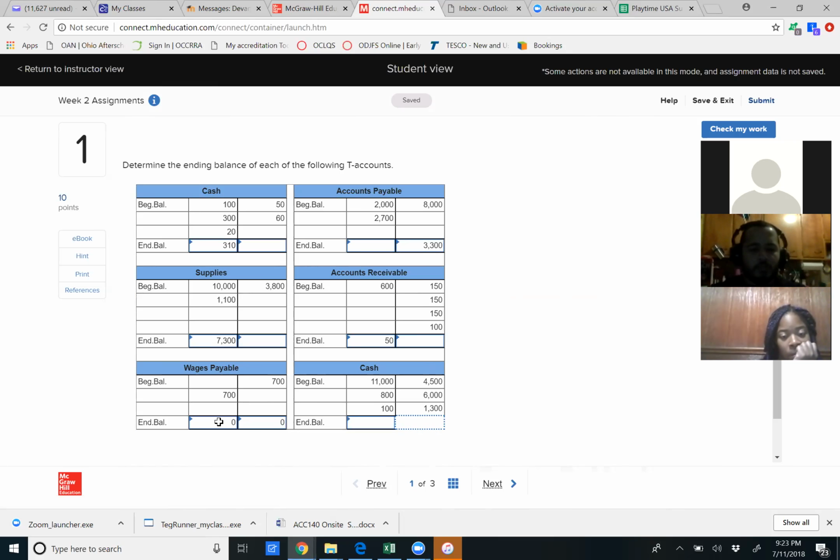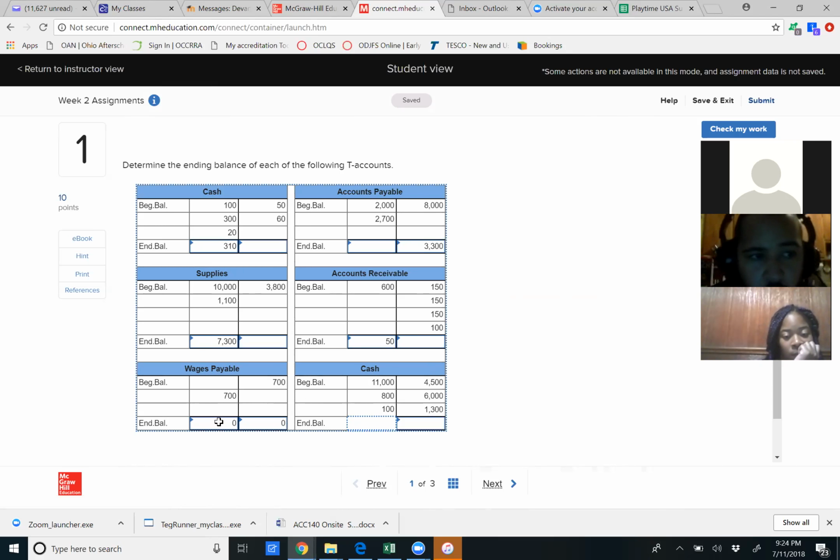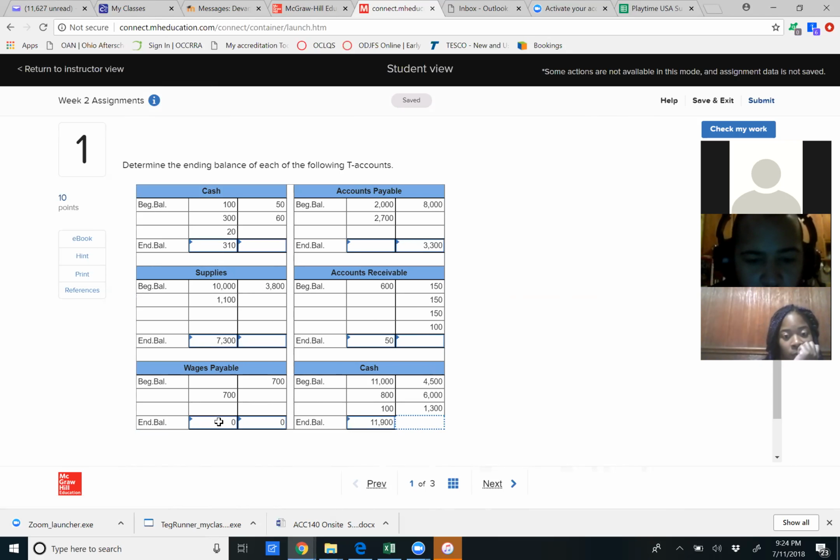So the very last one is cash. We're going to add up the left-hand side and the right-hand side. Give me 1 second so I can do that. All right, I got 11,000 plus 800 plus 100 equals 11,900 on this side, and I'm not going to remember that, so I'm just going to put it over there. That's not final. I just wanted to remember. Okay, so this side is 11,900.